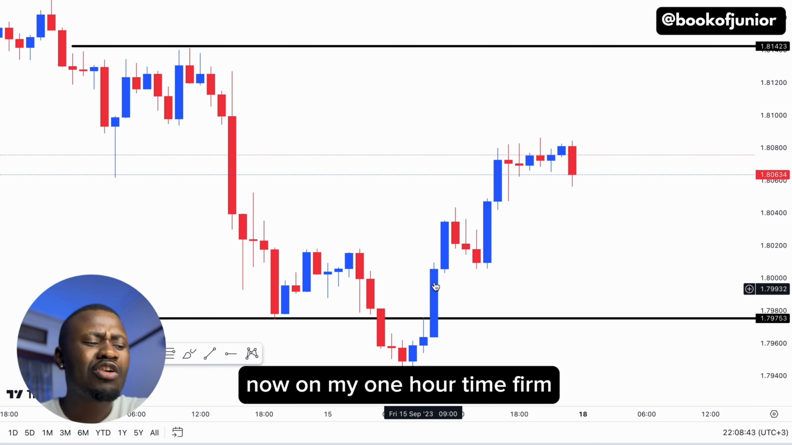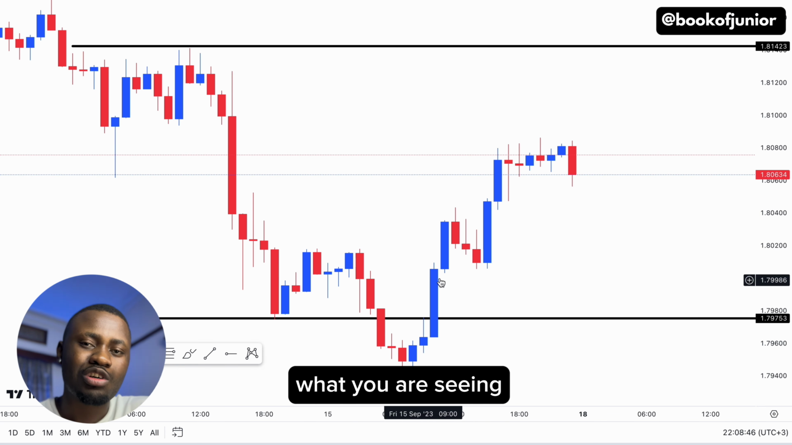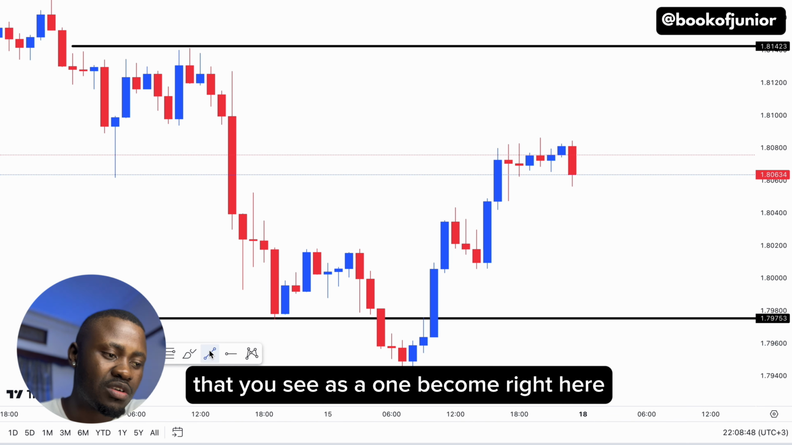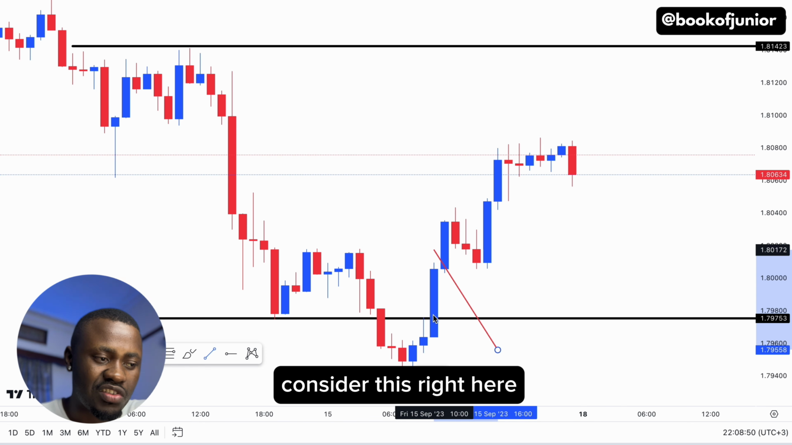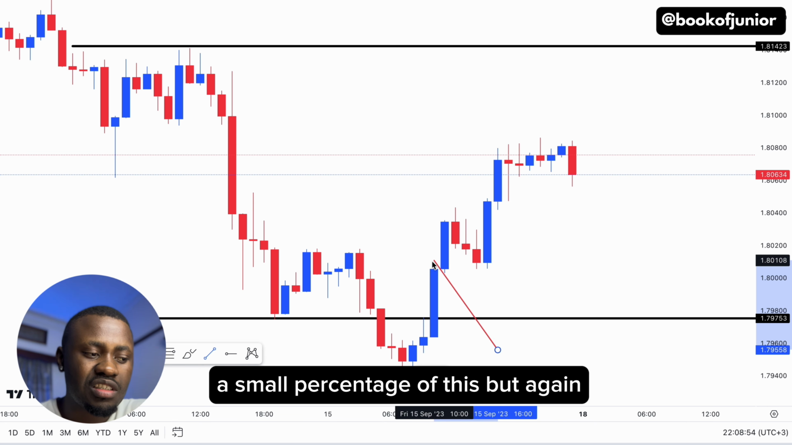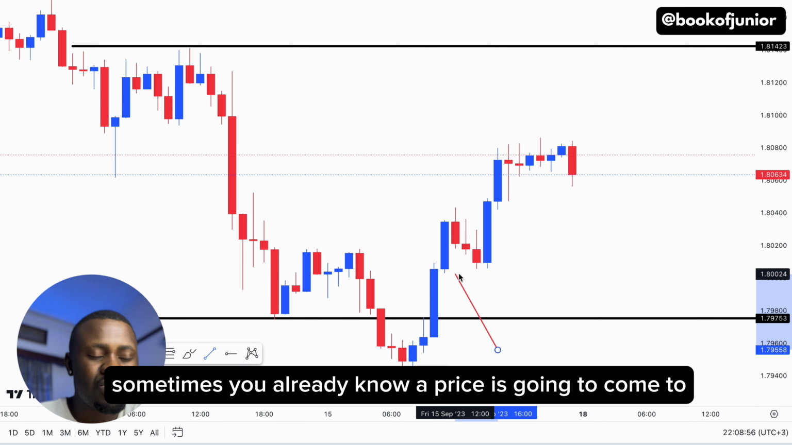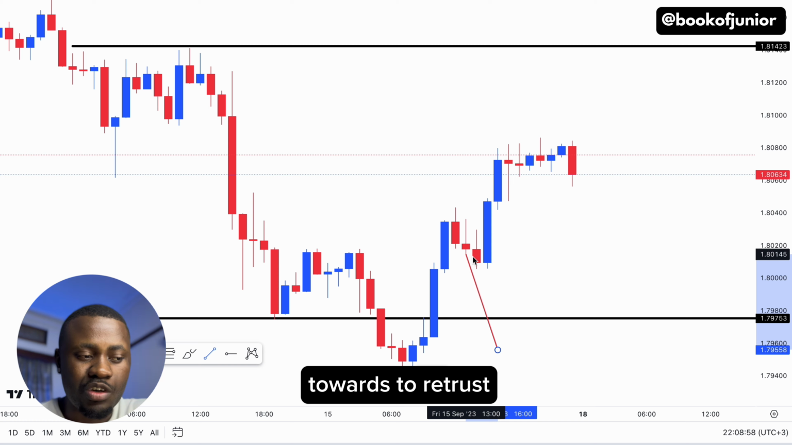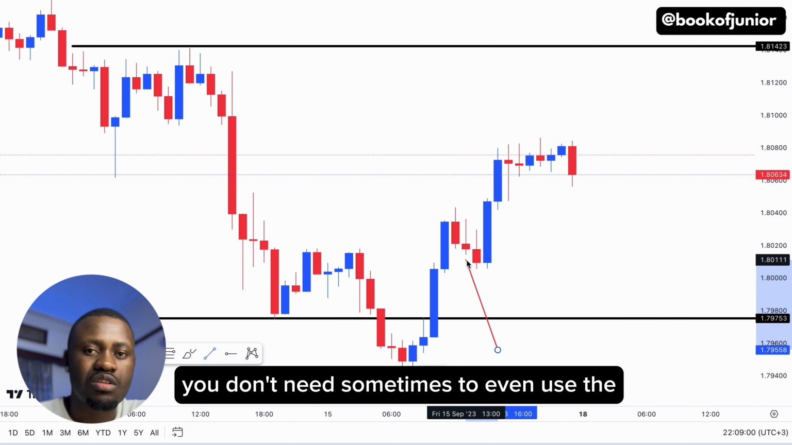So now on my 1 hour time frame, what you are seeing is the impulsive move that you see as the one big candle right here. You can see this right here. So now for us, we wanted price to retrace a small percentage of this, but again, sometimes you already know price is going to come towards retrace. Sometimes you don't even need to use the Fibonacci retracement.